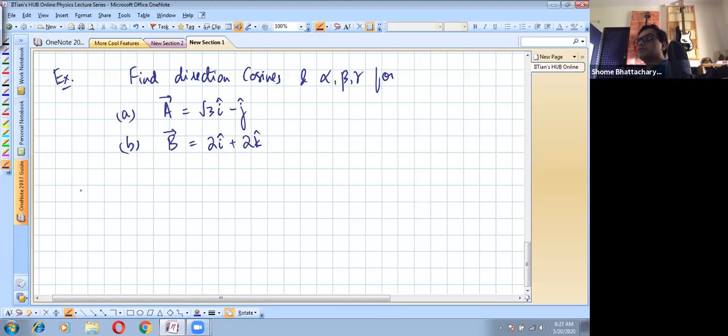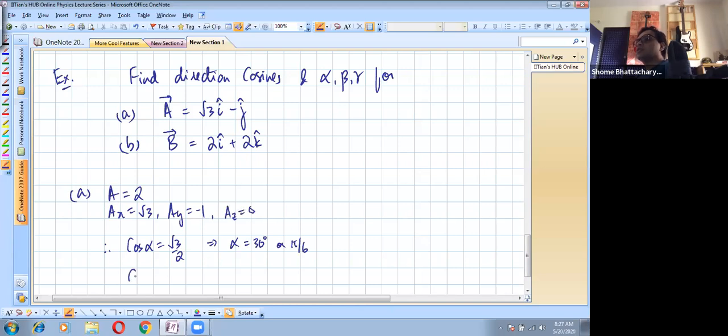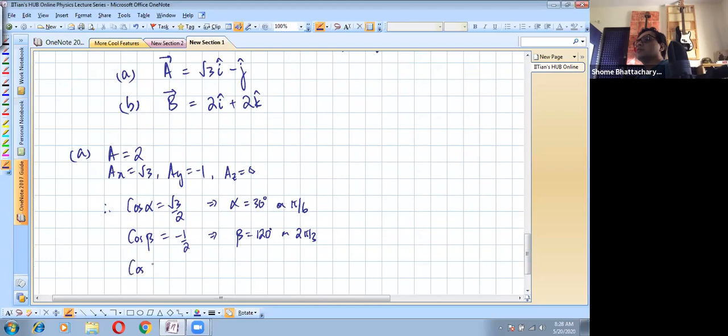So for the first example, you can see that the magnitude of the vector E is 2. Ex is √3 and Ey is -1. Therefore, cos alpha is √3/2. It also tells you that alpha is 30 degrees or pi/6. And also Ez, of course, is 0. Cos beta, on the other hand, is -1/2. So that means your beta is 120 degrees or 2 pi/3. And cos gamma is 0. It means that gamma is 90 degrees.